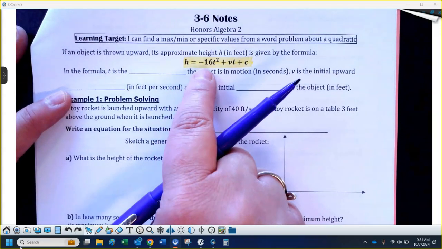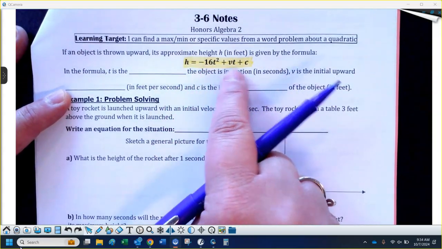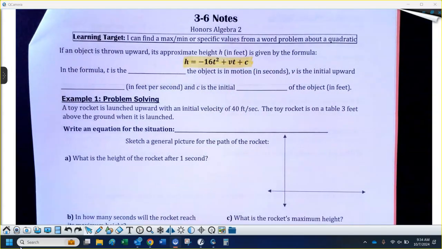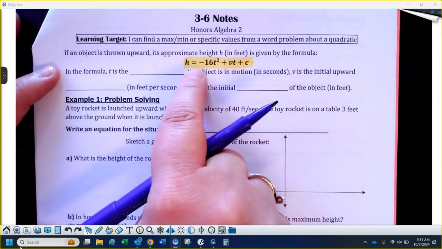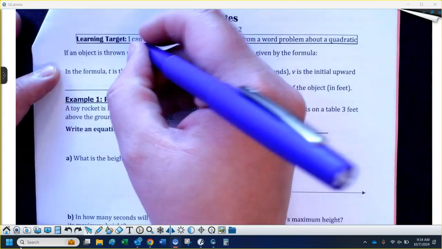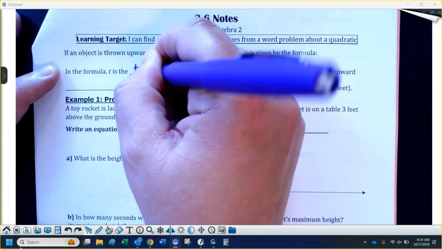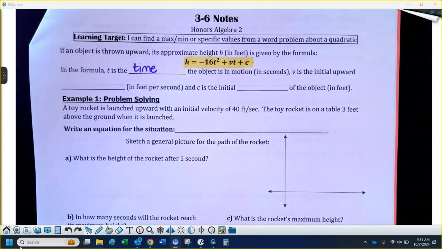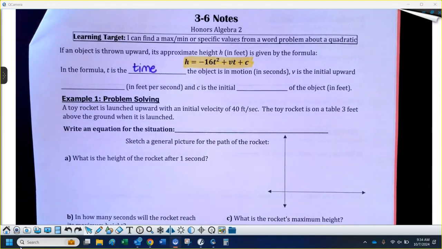So this says h equals negative 16t squared plus vt plus c. You would fill in numbers for the v and the c in that formula. What the t is, that would stay your variable. T is the time that the object is moving. So, you know, if we drop something, we throw something, whatever, the t is the time the object is moving along its path. And that's going to be in seconds.